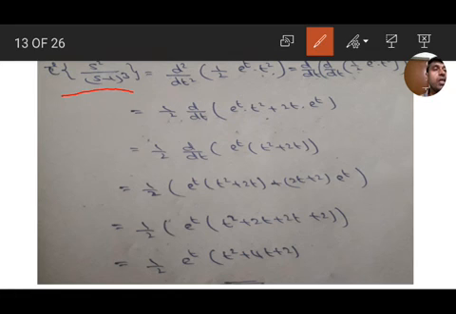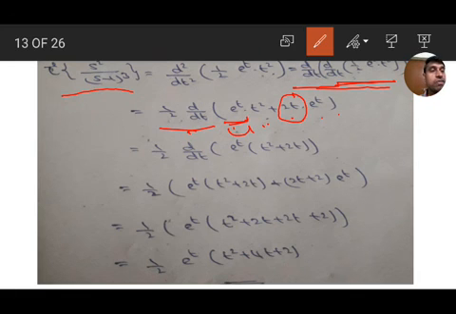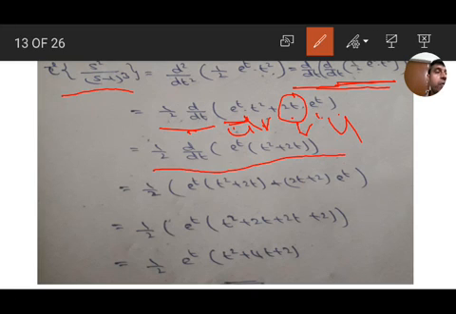1 by 2 is outside. D square by dt square means d by dt of d by dt of 1 by 2 into e to the power of t into t square. So 1 by 2 outside, d by dt of the first derivative, u into v: e to the power of t is the derivative of e to the power of t, times t square, plus the derivative of t square, 2t, into e to the power of t. That is u dash v plus v dash u. Again, e to the power of t is common: 1 by 2 into e to the power of t into (t square plus 2t).